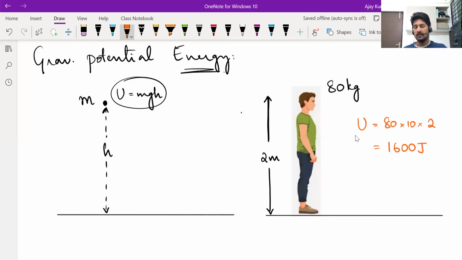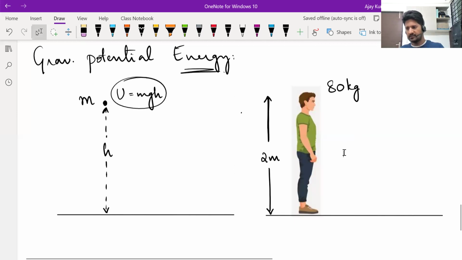See, reference you can fix anywhere, but the 80 kg, as you said, is distributed. So, is this correct? No, sir. Why is this not correct? Because all the 80 kg is not at a height of 2 meters. Therefore, we can't simply use mgh and find out the potential energy of extended objects, because different particles of an extended object will be at different levels above the ground.